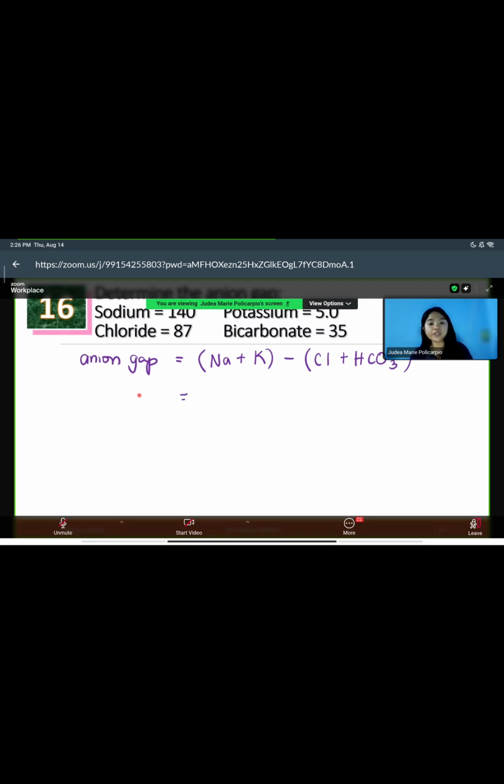Okay, pero either way, substitute natin yung given on the equation. Sodium plus potassium minus chloride plus bicarbonate. That is how we get the anion gap. By the way, another important thing. Sino pala yung pwede na nating tanggalin sa anion gap computation?